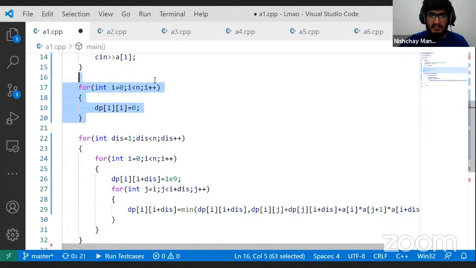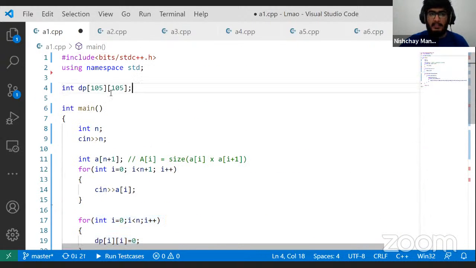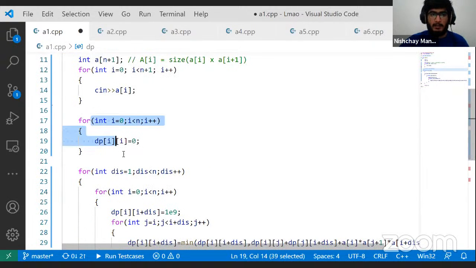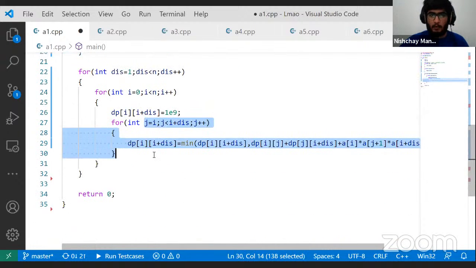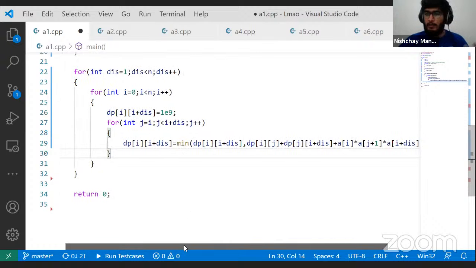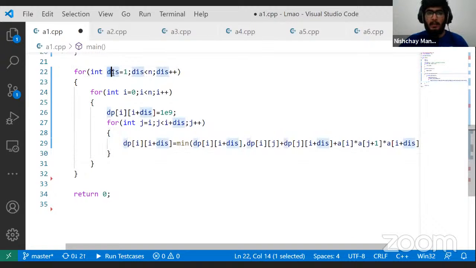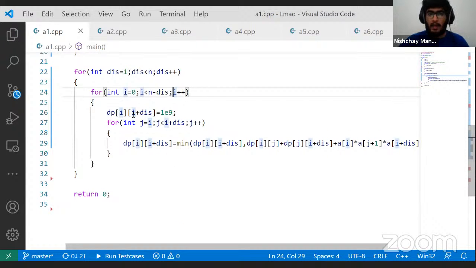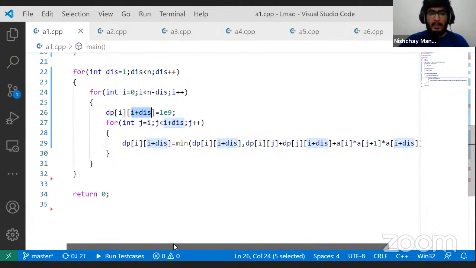This is the base case. And these are the number of states, right? This is the state identification. This is the base case. And this is the recursion formula. This is called tabulation. The important part is I'm doing the distance part first. And here as well, I'm going to be calling n minus distance, right? So that i plus distance is not greater than or equal to n, right?